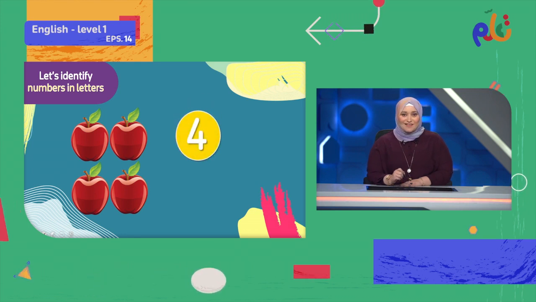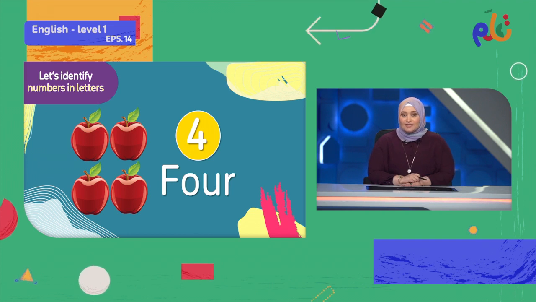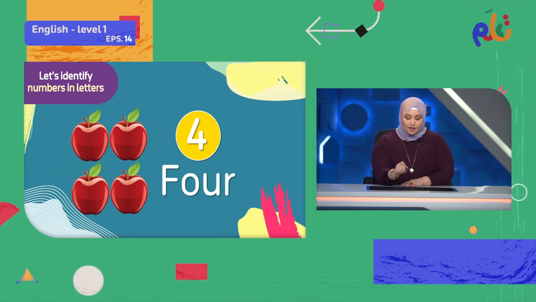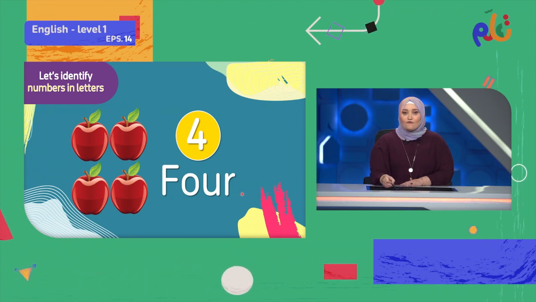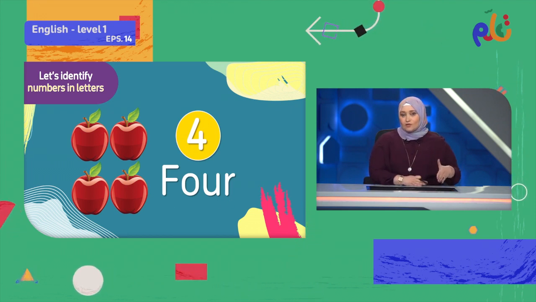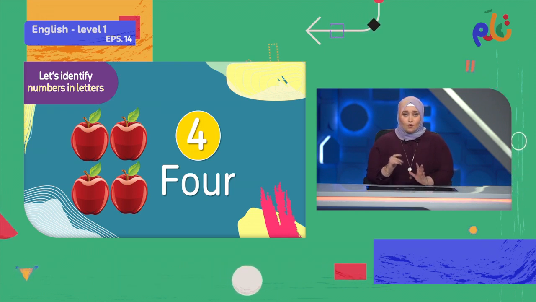The following number is perfect. 4. And this is the written form. بنكتبها كرقم 4 and we write it as F-O-U-R. طبعا 4 ليها هوموفون تاني أو صوت تاني ممكن نسمعها كفور F-O-R.